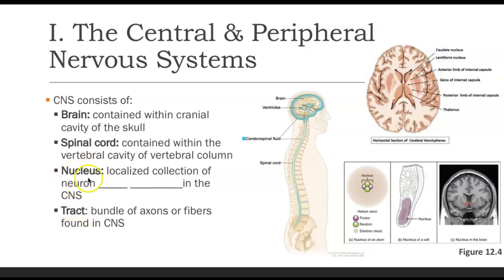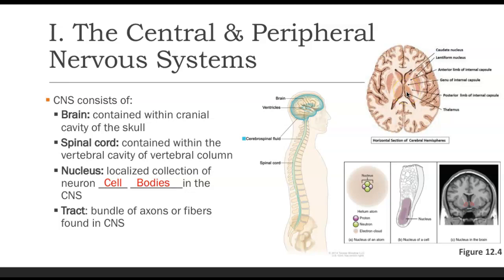Now this term nucleus you have heard before. You probably are thinking of a nucleus inside of a cell, or if you have more of a chemistry type of brain, you might think of the nucleus inside of an atom. But when we talk about a nucleus in the central nervous system, we are talking about localized areas where we have a collection of neuron cell bodies. So when we look at this slice of the brain, so basically I've kind of sliced the brain like this, you are going to see these darker pigmented areas here. This is where the collection of those cell bodies are found. So we would refer to these as a nucleus.